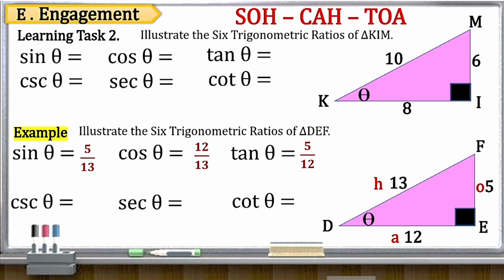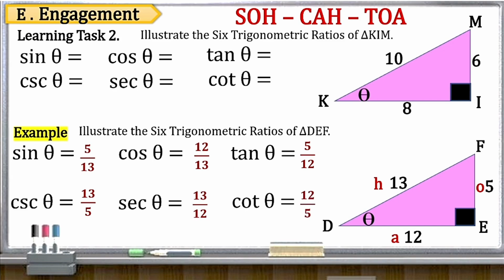Next, cosecant theta. So, kukunin na lang natin, class, yung reciprocal ng sin theta. So, magiging 13 over 5. For secant theta naman, 13 over 12. And for cotangent theta, 12 over 5.